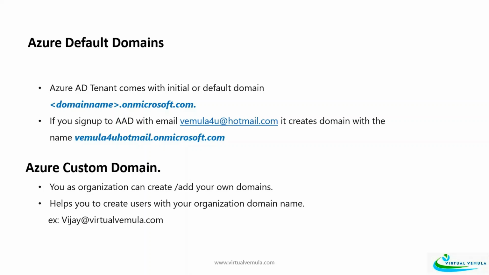In this example, in case you are using a domain called virtualvemla.com and you add it as a custom domain, then you will be able to create your user1@virtualvemla.com instead of user1@vemla4u@hotmail.onmicrosoft.com.